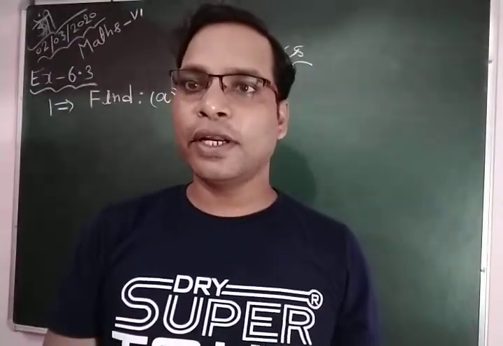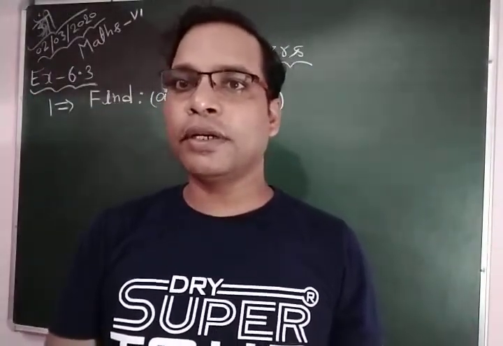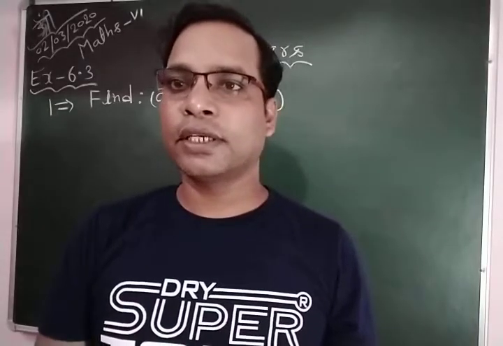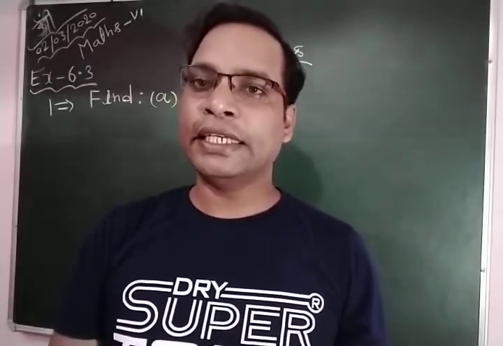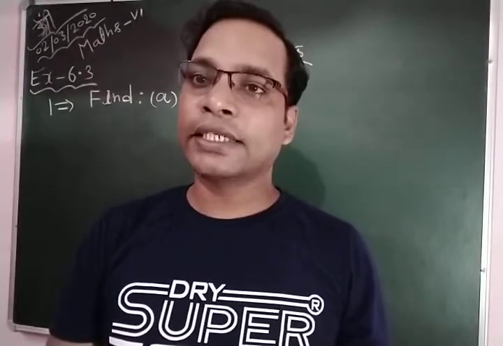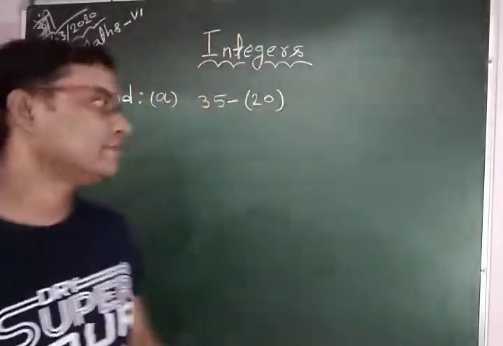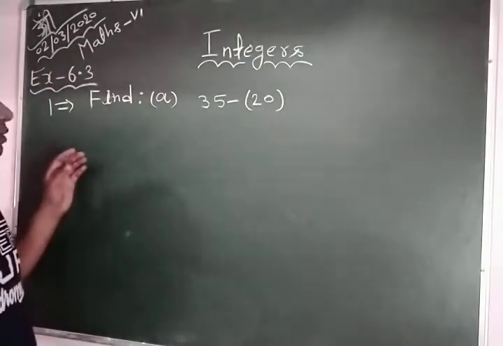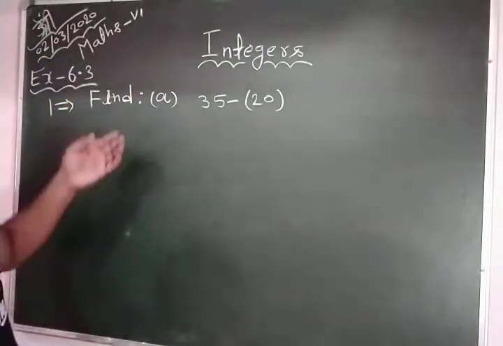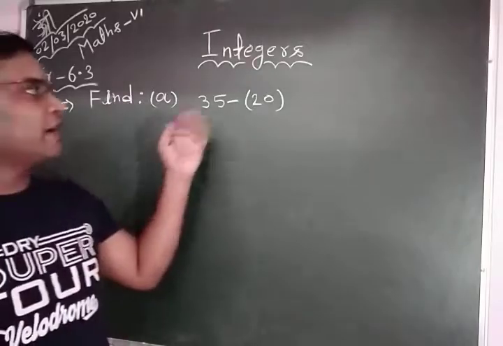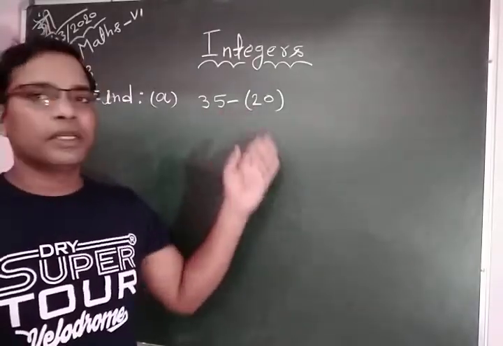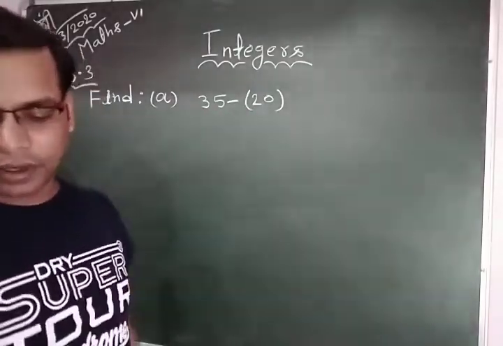Good morning, students. Today we are going to discuss chapter 6, Integers. Exercise 6.3, question number 1. Question 1, part A: find 35 minus in bracket 20.